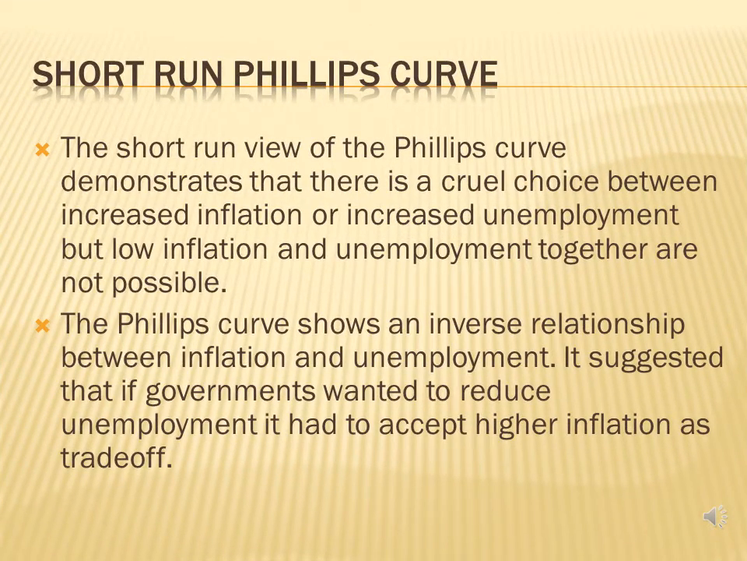Short run Phillips curve. The short run view of the Phillips curve demonstrates that there is a cruel choice between increased inflation or increased unemployment, but low inflation and unemployment together are not possible. The Phillips curve shows an inverse relationship between inflation and unemployment. It suggested that if governments wanted to reduce unemployment, they had to accept higher inflation as a trade-off.